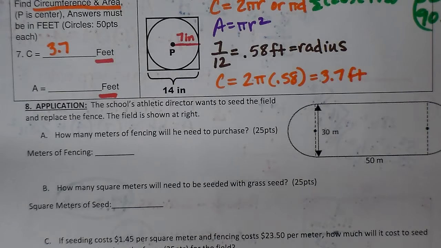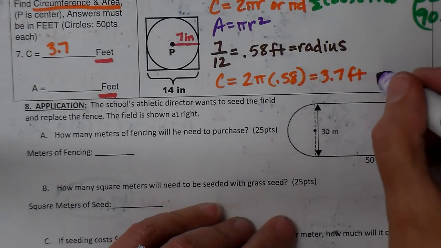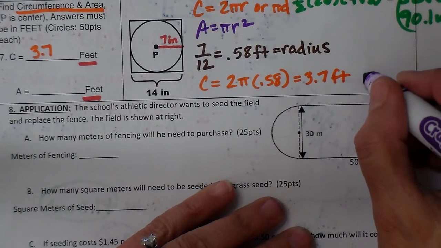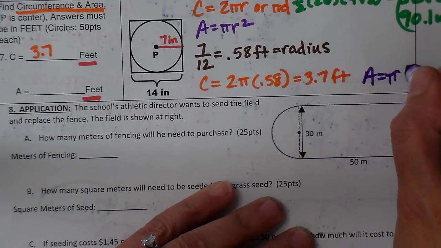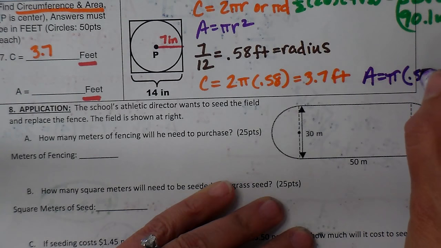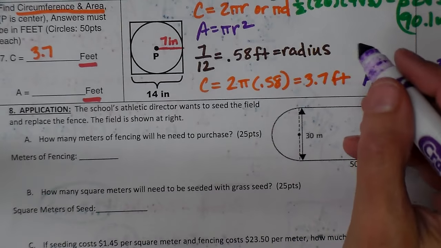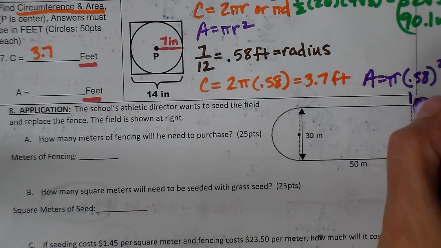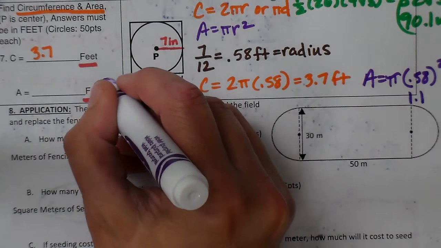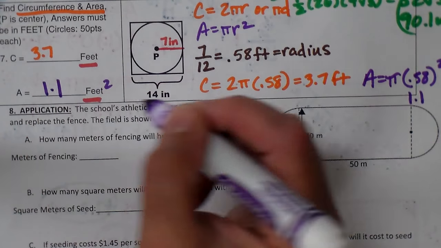The area is going to be pi r squared. So the area is going to be pi times 0.58 feet squared. So if I do 0.58 squared times pi, I get 1.1. And that's 1.1 feet squared.